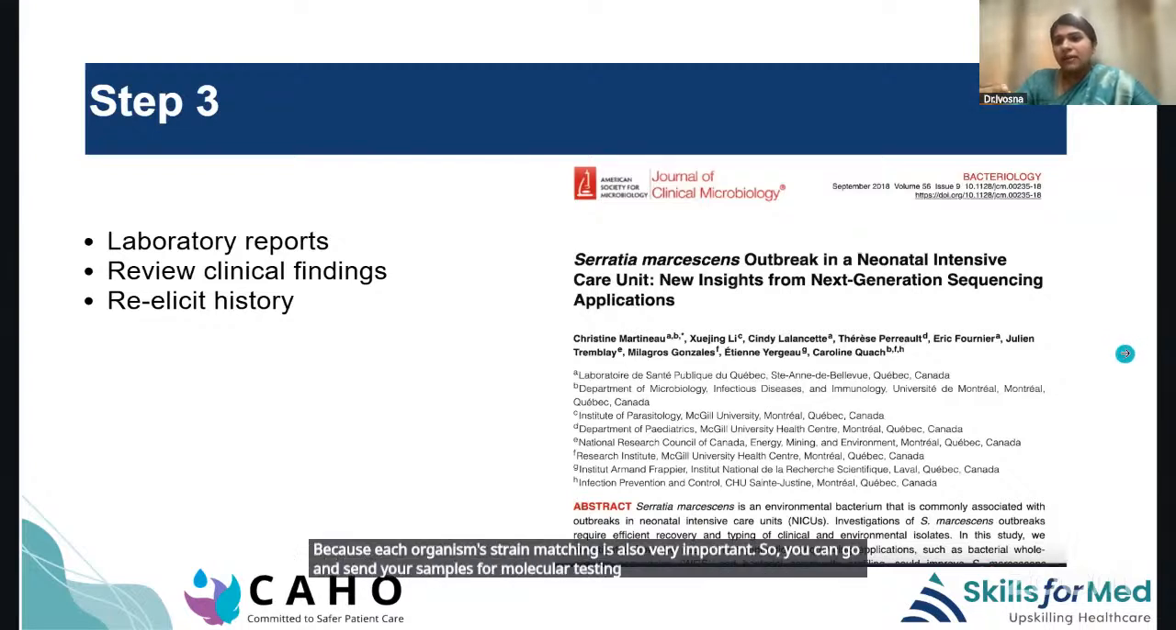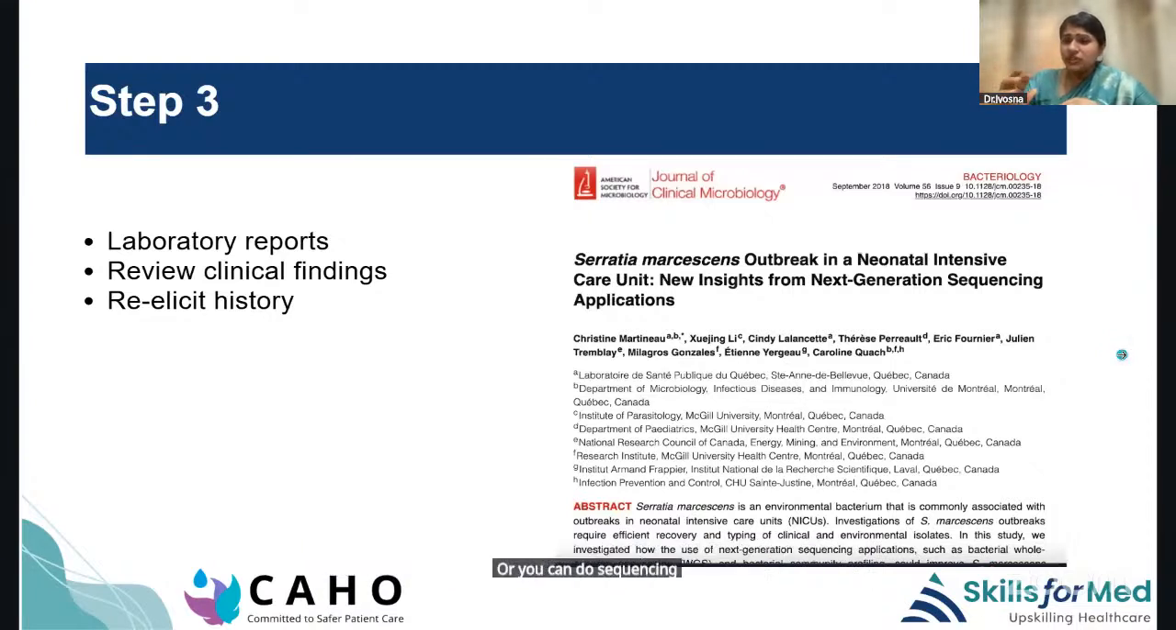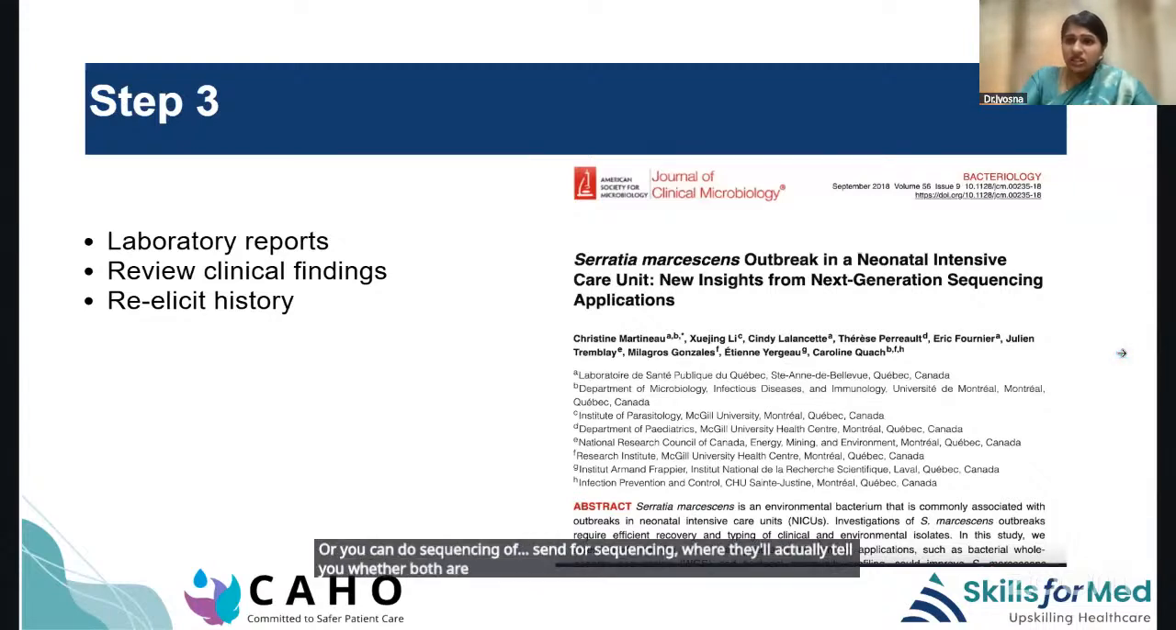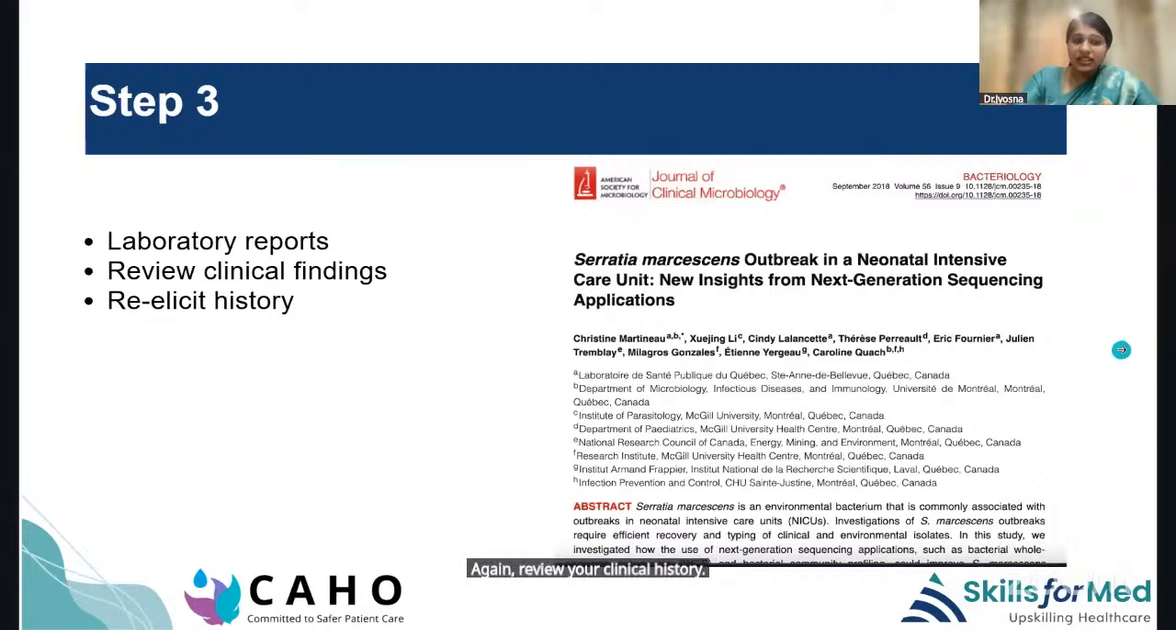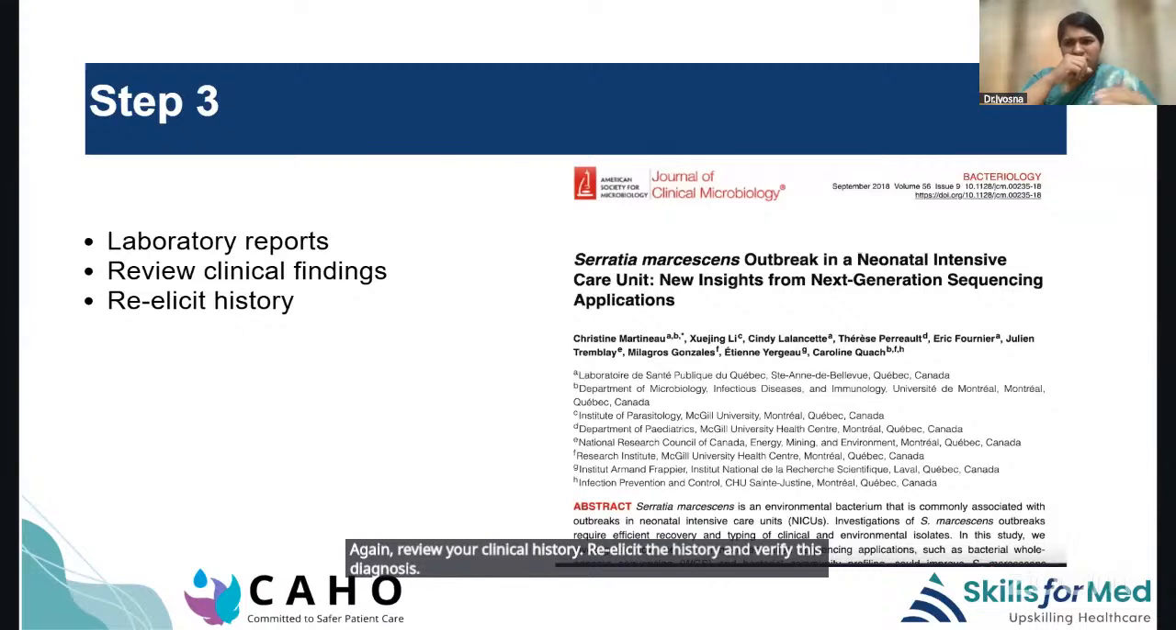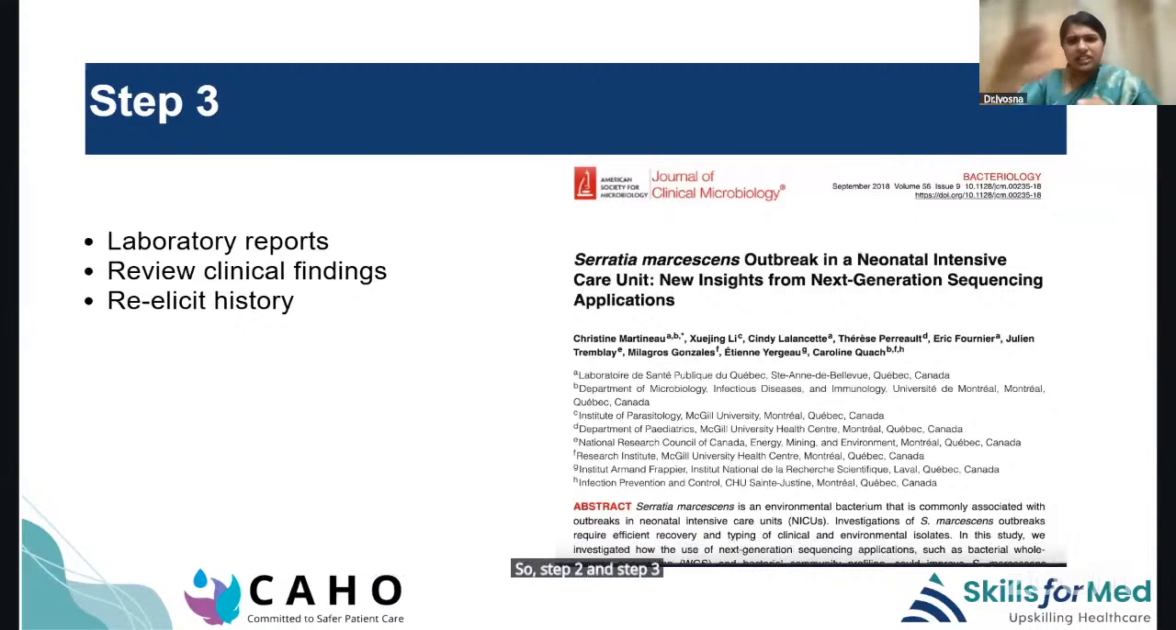You can do a MALDI-TOF, or you can send for sequencing, where they'll actually tell you whether both are same strain or a different strain. Again, review your clinical history, re-elicit the history, and verify this diagnosis. So step 2 and step 3 are almost the same, but here I thought I'll just add a point. How do you confirm it?